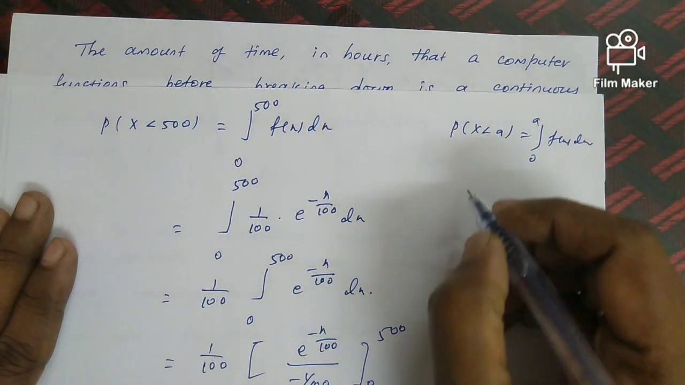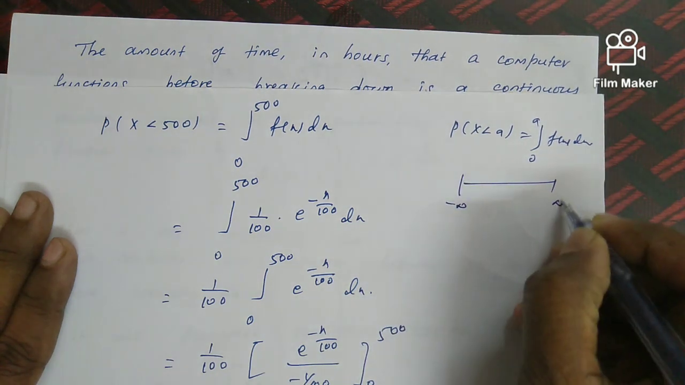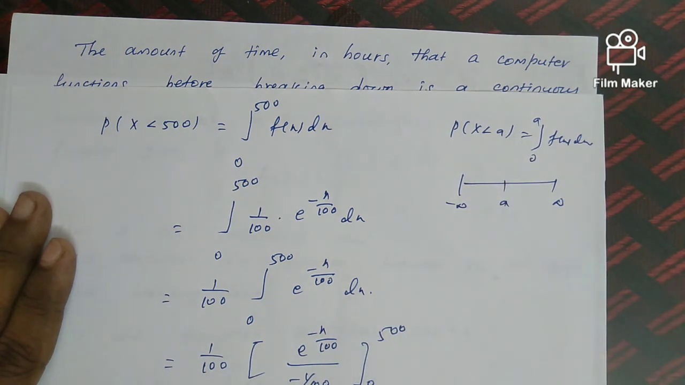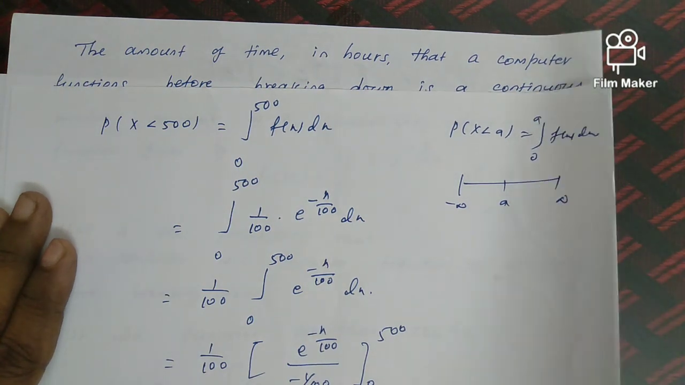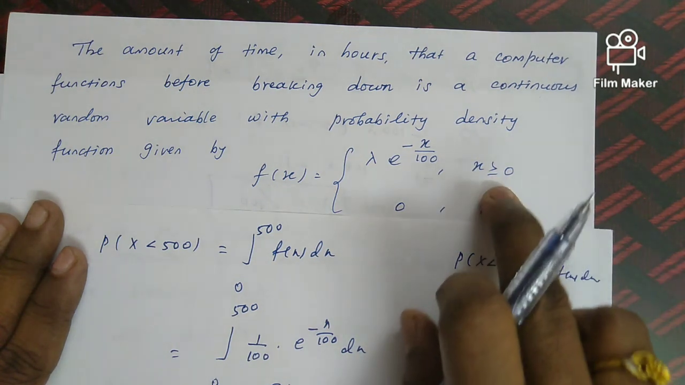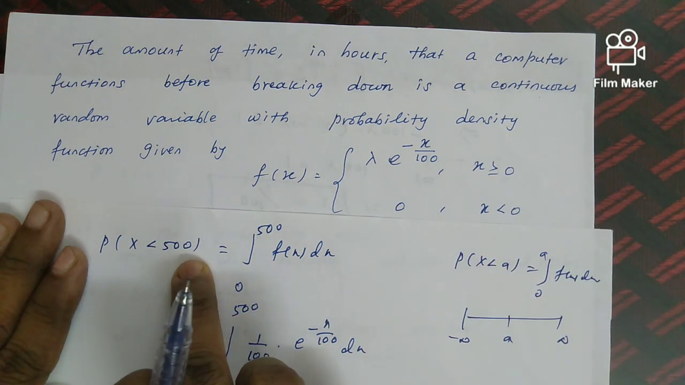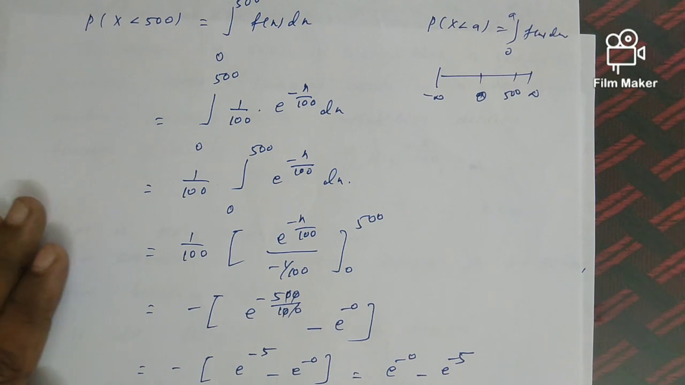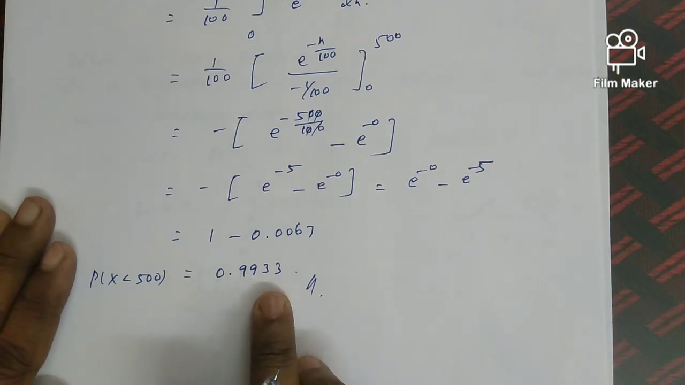P of x less than a means original limit is minus infinity to plus infinity. Less than a means we can take only minus infinity to a. In this question it is given that x takes the value only greater than or equal to 0. That is the reason why here less than 500 means 0 to 500, or in between if you are taking 0, hope it is clear, 0 to 500. Okay, so 0 to 500 f of x value. Integrating this, we can get the final answer as P of x less than 500 is 0.9933.